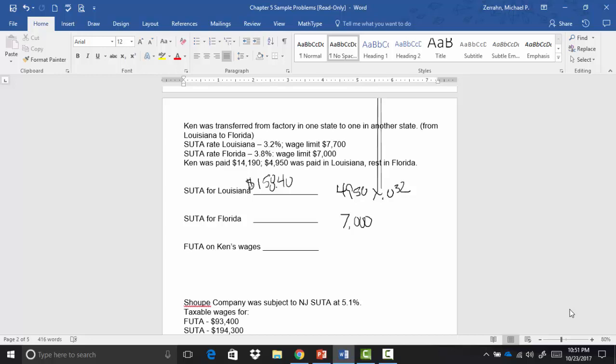He only has to pay on $7,000 of his total wages, no matter where he earned it. He already earned $4,950 in the one state, so that leaves him $2,050. And we multiply that by the Florida tax rate of 0.038. And then his Florida tax is $77.90. And then on his FUTA, we know it's on the first $7,000 he makes, and he has to pay 0.006. So his federal unemployment tax we have to pay on him is $42.